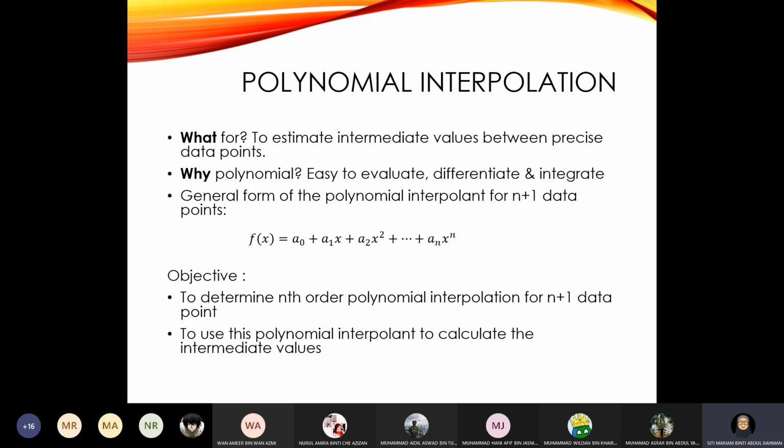So today kita nak tengok interpolation. So we're going to look at polynomial interpolation. So why polynomial? Sebab kita kata we want to evaluate, differentiate and integrate. So we're going to use polynomial interpolant to calculate the intermediate values. So based on the discrete data that you have, you're going to look at what type of interpolation yang sesuai dengan set of data tu.